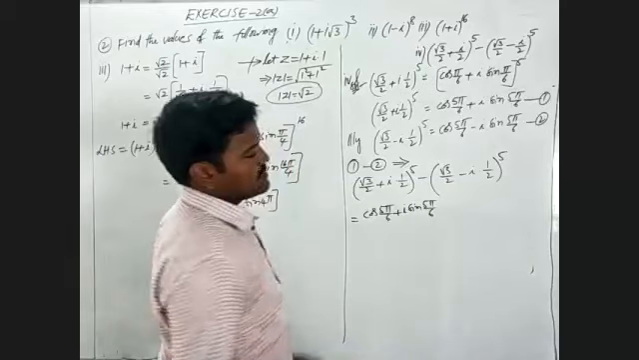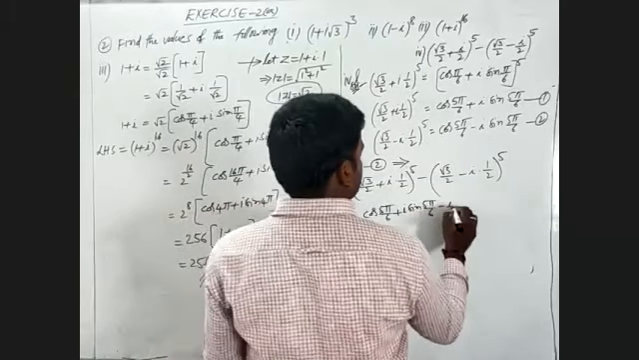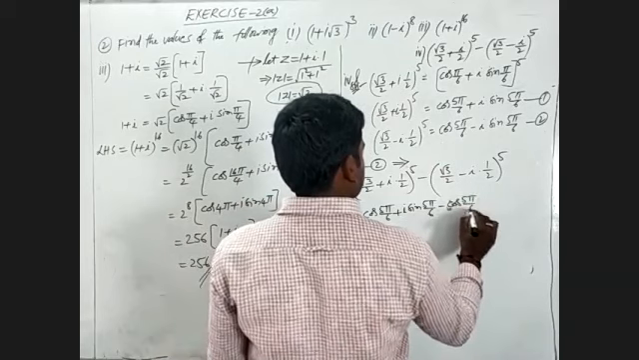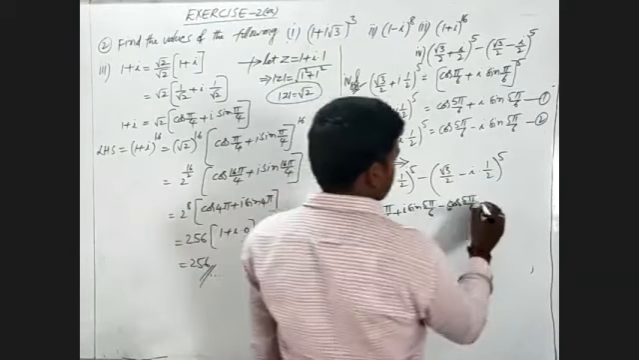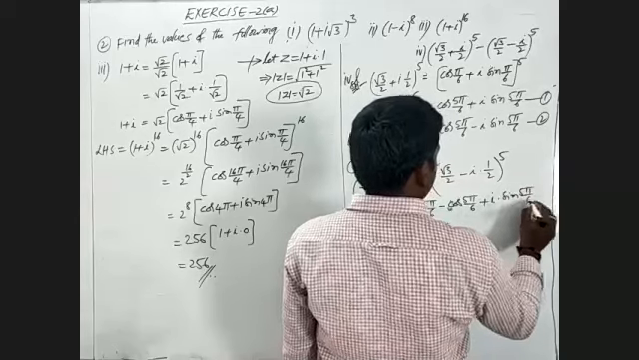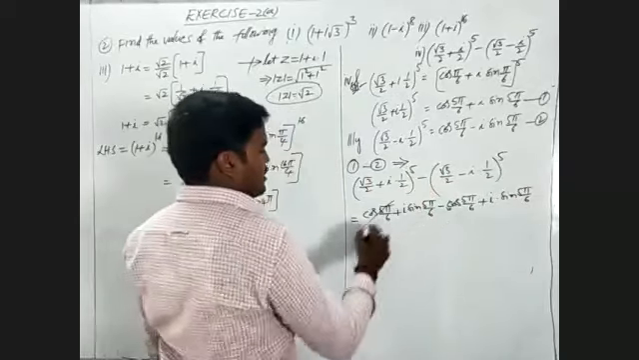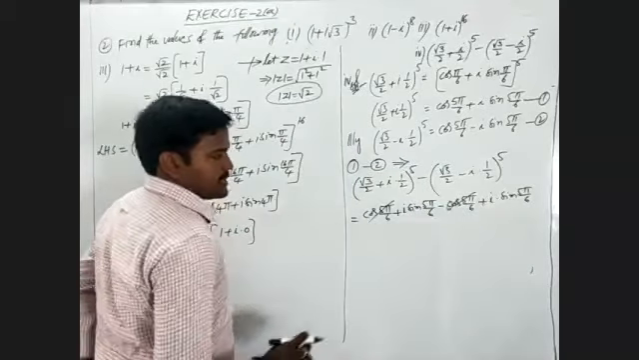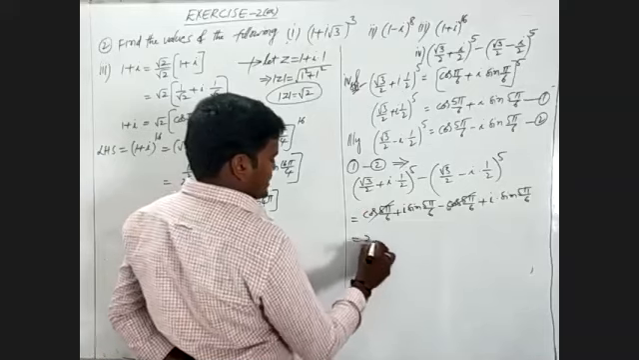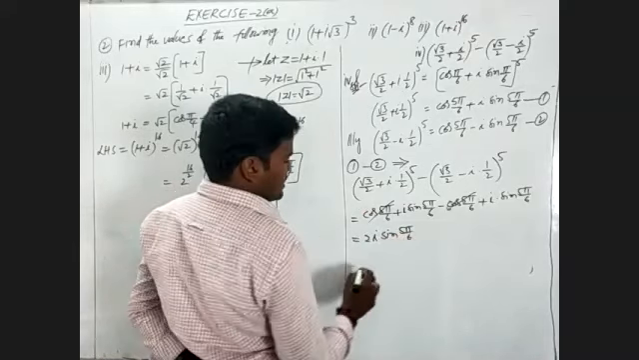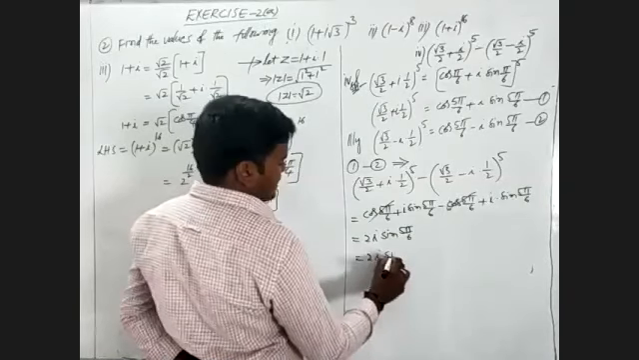Here the required sign is minus. Plus into minus is minus, so for cos 5 pi by 6, minus into minus will become plus. I will write plus i into sin 5 pi by 6. Here the plus and minus cancel. Here i sin 5 pi by 6 plus i sin 5 pi by 6 is 2i sin 5 pi by 6.